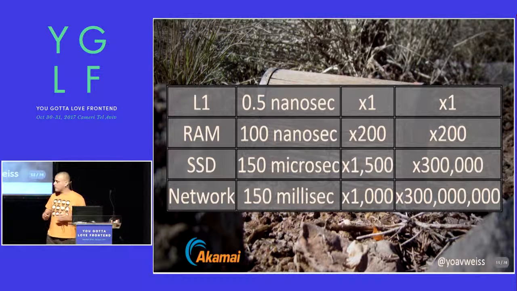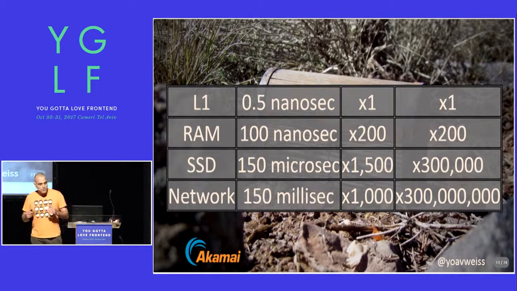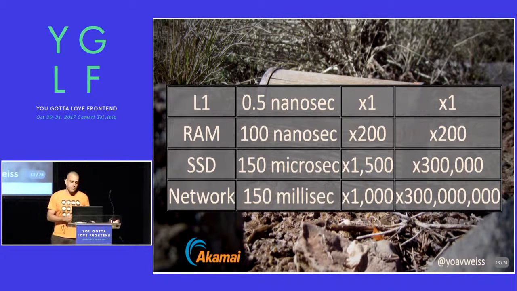So if we look at the aggregate, it means that fetching something from the network versus the CPU cache can be 300 million times slower. And this is why we bother with caches. Yes, they're not perfect, they require complex logic, but the alternative is so much worse. The alternative can be 300 million times slower.